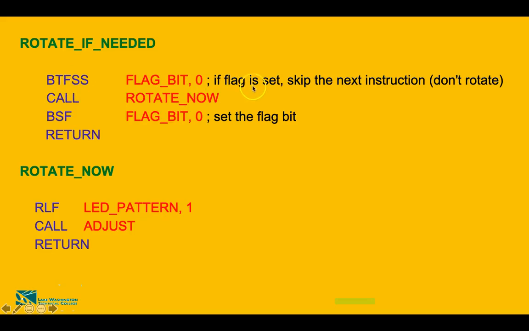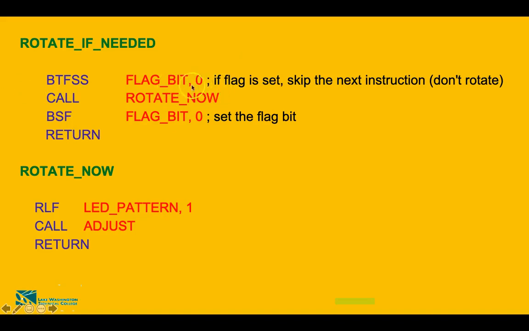If a flag is set, skip the next instruction, don't rotate. Okay, if it is already set, if it is already 1, then it is not going to rotate the LED. It is going to go here. Okay, so let's assume that our flag bit is not set, it is 0.